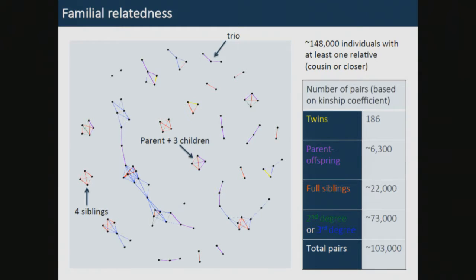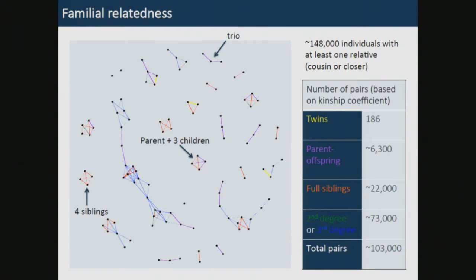We've also been looking at relatedness. We can take the genetic material of any two individuals and compare them and try to infer how closely they're related. So if they're twins, identical or non-identical, if they're parent and offspring or cousins, we can detect that very well. And here are some of the numbers that we've uncovered. I think it's quite striking that almost 150,000 people in the UK Biobank have at least one relative, cousin or closer, somewhere else in the data set.